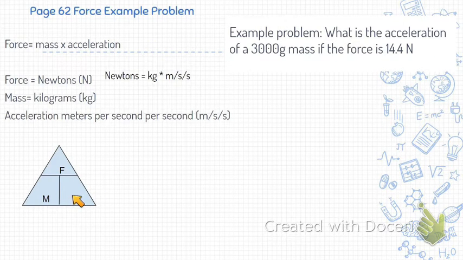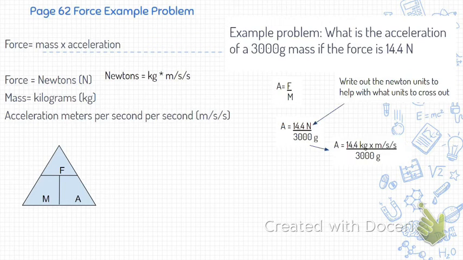So if we cover up that A, we know that we have force divided by mass. And that's what our problem is going to show us right here. And so then we can plug in what we have. So 14.4 newtons divided by 3,000 grams. When you are dealing with force as a variable within your problem, I strongly suggest that you write out the force unit, kilograms times meters per second per second. That way you can identify what you need to cross out.